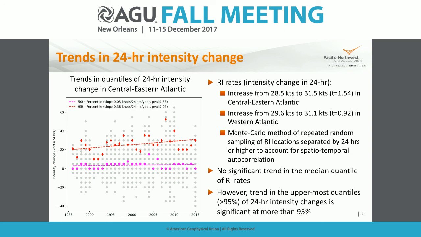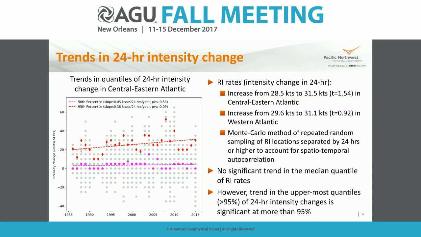And so what we found is essentially that if we look at the median, which is the magenta colors, over time, we did not see any statistically significant change in the median value of the magnitude of rapid intensification. But when we look at the 95th percentile, the red dots over there, then we obviously see a pretty big increase in the 95th percentile RI values, at more than 95% confidence level. This is particularly for the central eastern Atlantic Ocean area that we're looking at.